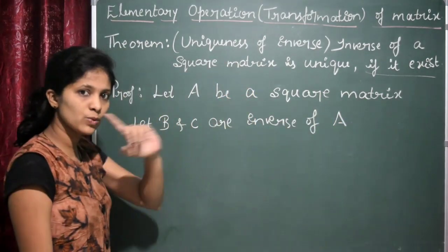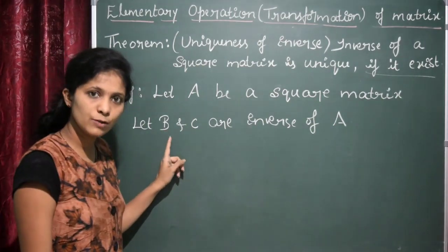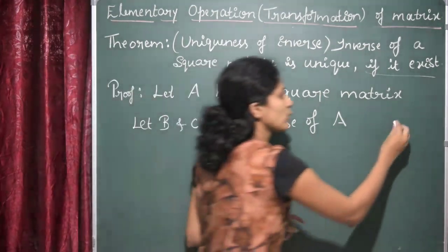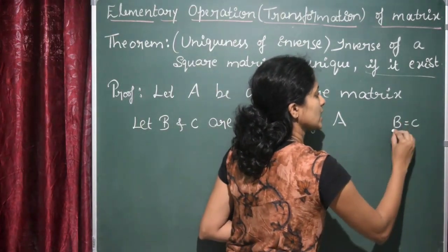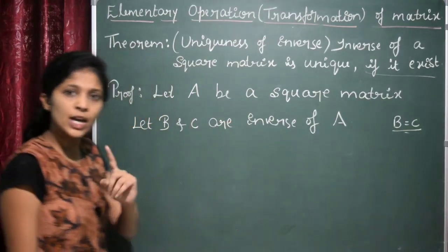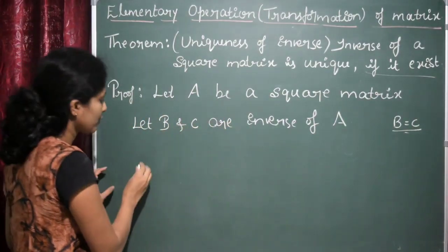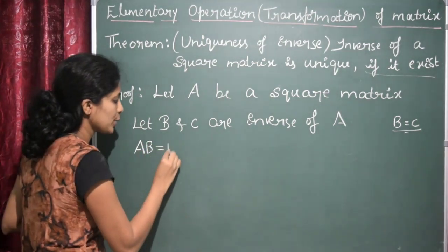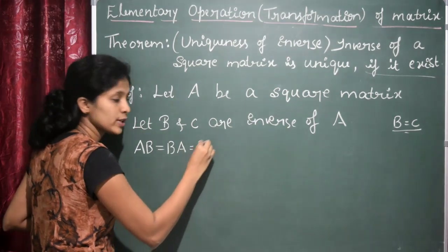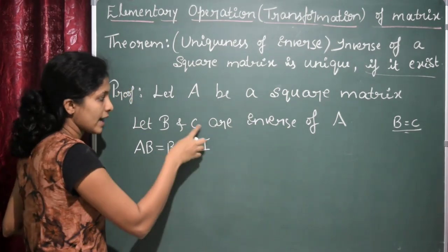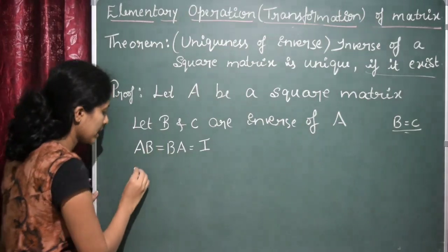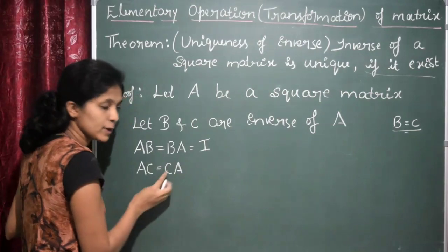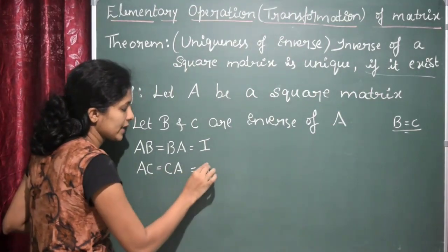We have to prove that the inverse is unique, but we have considered the inverses of a matrix are B and C. To say it is unique, we have to prove that B is equal to C. Right? If B is equal to C, then the inverse will be unique. Since B is the inverse of A, I can write A into B. Right? Product of A into B should be equal to B into A. This should be equal to the identity matrix. Right? And one more, C is also an inverse of A. By this I can write A into C, so this will be equal to C into A, right? Because C is also an inverse of A. This is equal to the identity matrix.